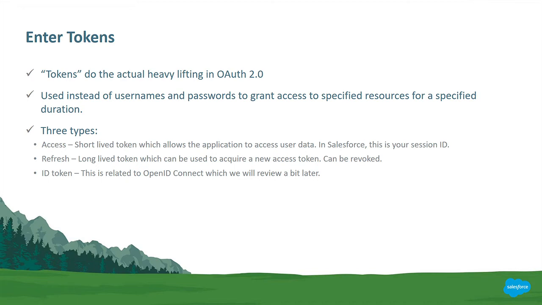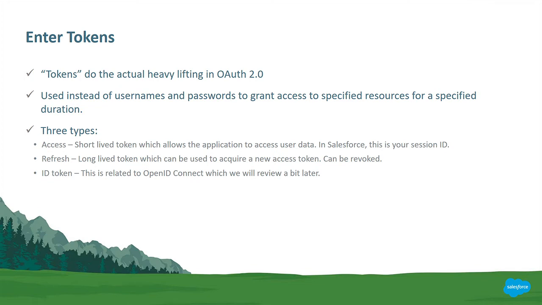One is the access token, as we saw previously. The access token has a shorter lifetime. The lifetime corresponds to the session time in Salesforce, for example. This is basically a session ID. So the end goal of OAuth is to basically get the access token. Once the application has the access token, it can access data on your behalf.